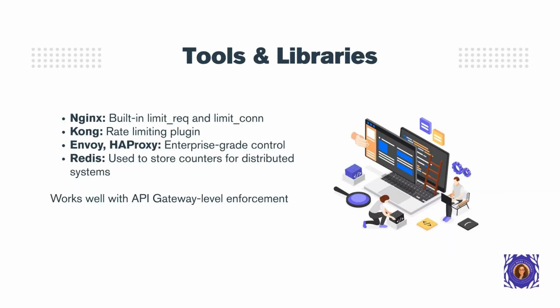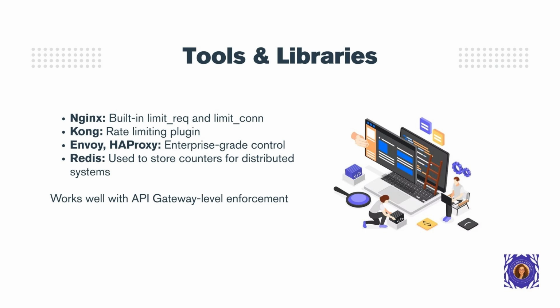Implementing effective rate limiting often involves leveraging specialized tools and libraries, many of which are designed for distributed environments. Nginx. As a widely used reverse proxy and web server, Nginx has powerful built-in modules for rate limiting. Directives like limit_req can restrict the request rate per client, for example by IP, and limit_conn can limit concurrent connections. This makes it a popular choice for edge-level rate limiting.